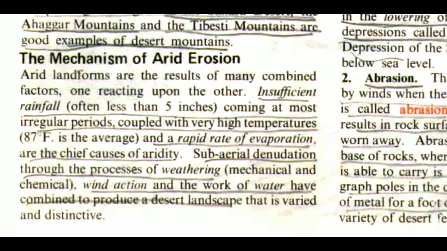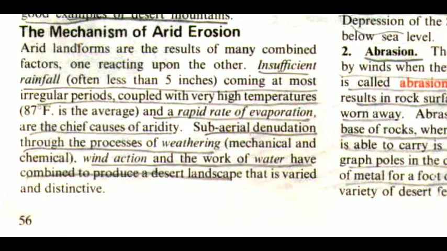Now we are going to read the mechanism of arid erosion. Arid landforms are the results of many combined factors, one reacting upon the other. Insufficient rainfall, often less than 5 inches, coming at most irregular periods, coupled with very high temperatures, 87 degrees Fahrenheit is the average, and a rapid rate of evaporation are the chief causes of aridity. Subaerial denudation through the processes of weathering, mechanical and chemical, wind action and the work of water have combined to produce a desert landscape that is varied and distinctive.